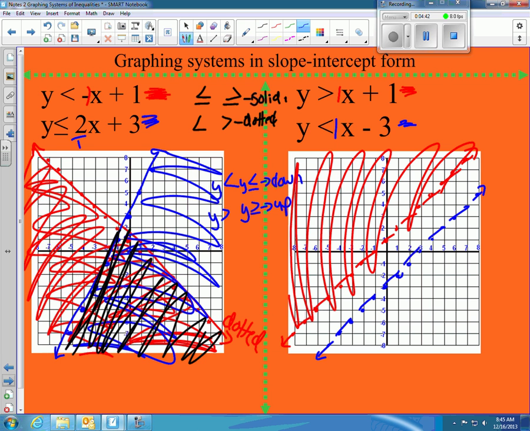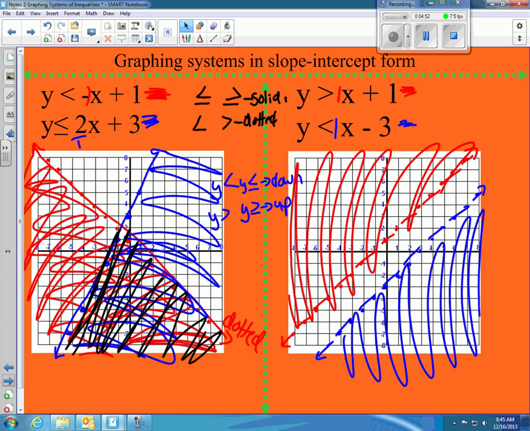My second equation in blue is opening away from the y, so I'm going to shade down. So we have no region that both of these are shaded in, so this one would be considered a no solution.